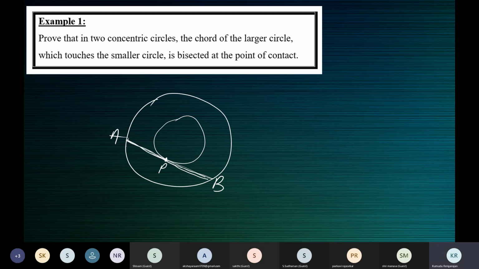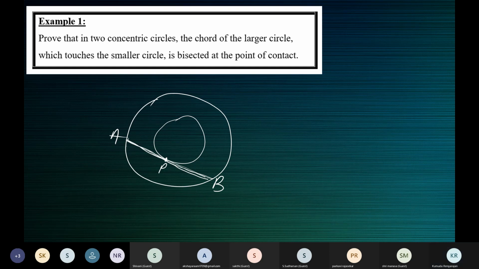You can see AB is a chord to the outer circle. AB is a tangent to the inner circle at P. AB is not a chord to the small circle. It's a chord to the big circle. It's a tangent to the smaller circle at P. We should prove that P is the midpoint of AB, that is, AP is equal to BP.